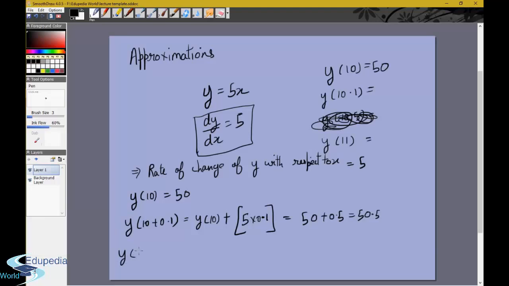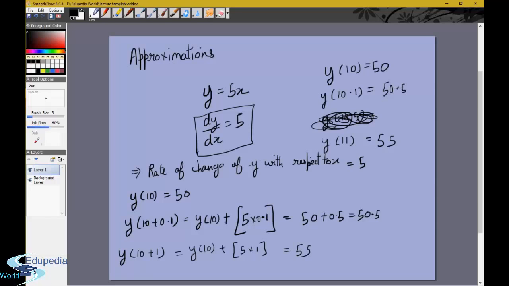What about y of 10 plus 1, or y of 11? That we can write as y of 10 plus 5 into 1, because we know the value of y of 10, that is 50. What happens when we increase x by 1? Y changes 5 times as fast as x, because the rate of change of y with respect to x is 5. So if x changes by 1, y changes by 5 times 1, which gives us 55, which is the answer we would expect.